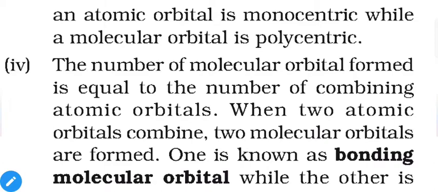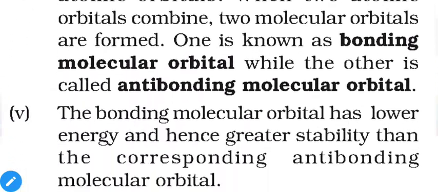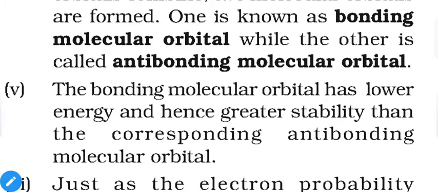Fourth, the number of molecular orbitals formed is equal to the number of combining atomic orbitals. That means if you have 5 orbitals in atoms, then you will get 5 orbitals in the molecule, no less, no more. When two atomic orbitals combine, two molecular orbitals are formed. One is known as the bonding molecular orbital while the other is called the anti-bonding molecular orbital. As the names suggest, the bonding molecular orbital supports bonding while the anti-bonding molecular orbital opposes bonding, and we will discuss it in the structural discussion.